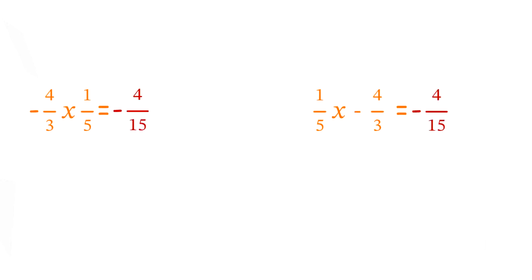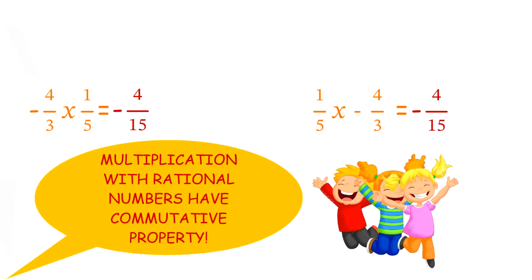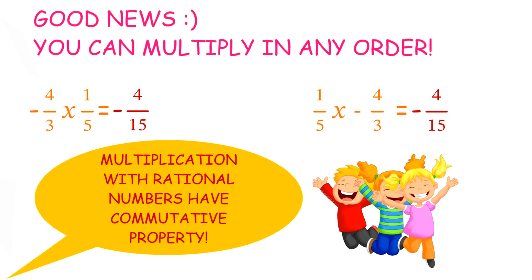I have a question. Look at these operations. What do you notice about them? Yes, you are saying that they have the same multipliers in a different order. So the result of these operations should be the same, which is negative 4 over 15. Multiplication with rational numbers has the commutative property. You can multiply the rational numbers in any order.